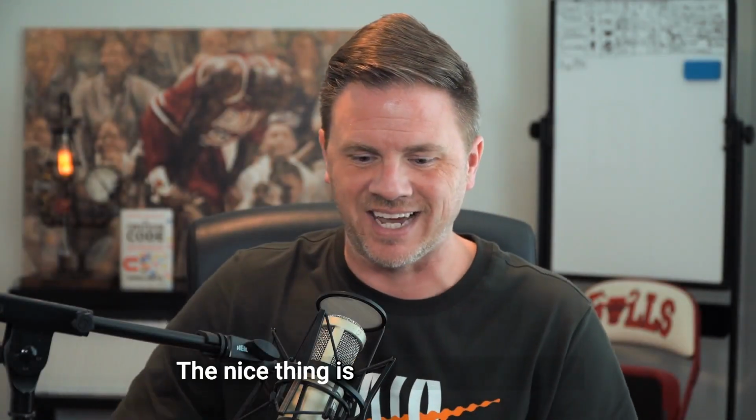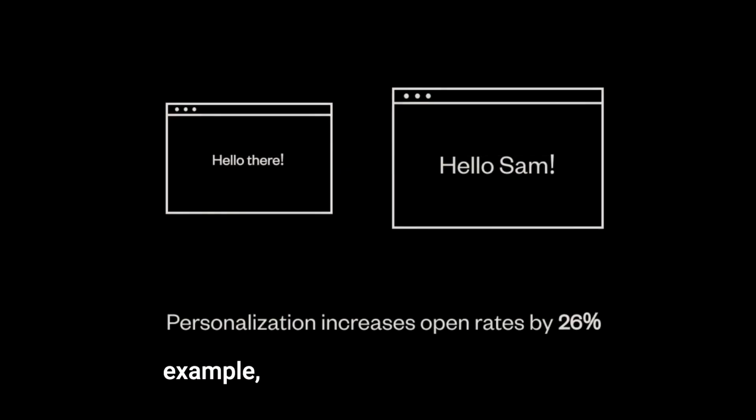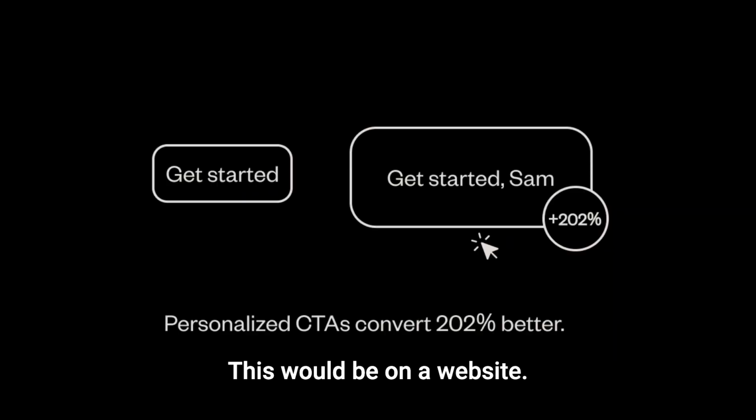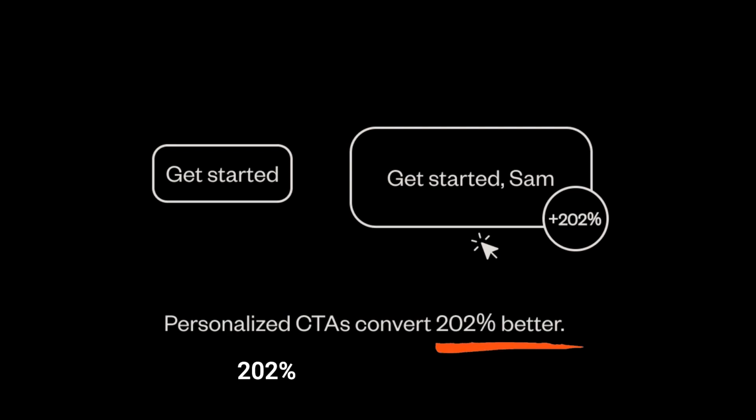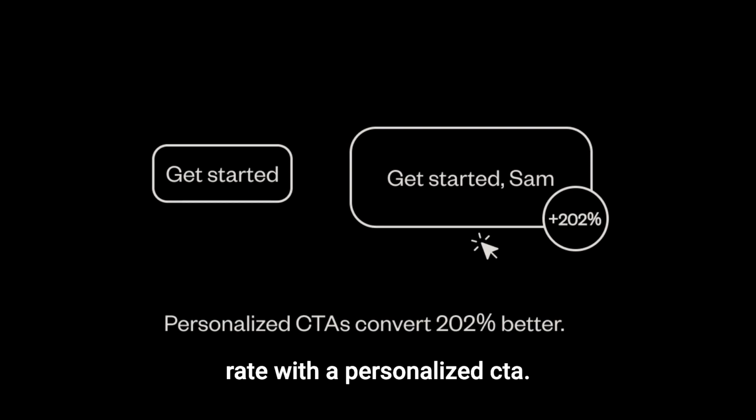The nice thing is, with email as an example, open rates went up by 26%. So that's great. You personalize an email, more people open it. But look at what happens with a personalized call to action, and this would be on a website: "Get started, Sam." 202% better click-through rate with a personalized CTA.